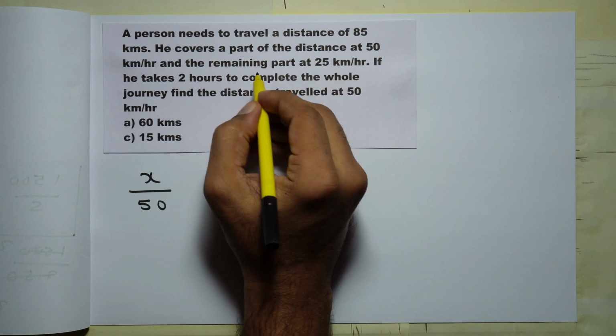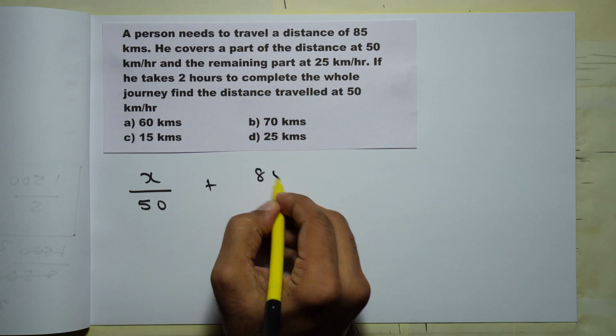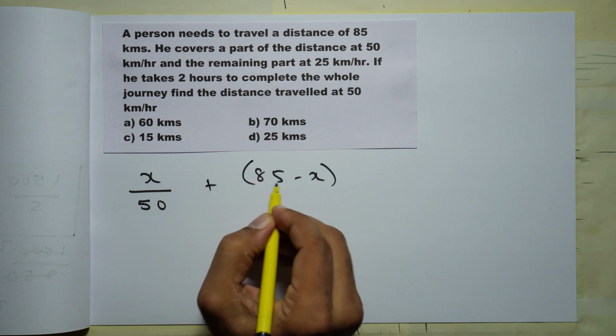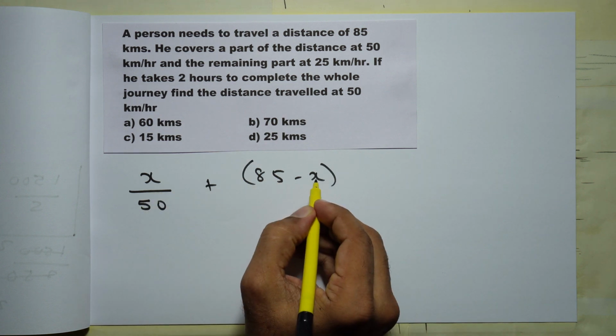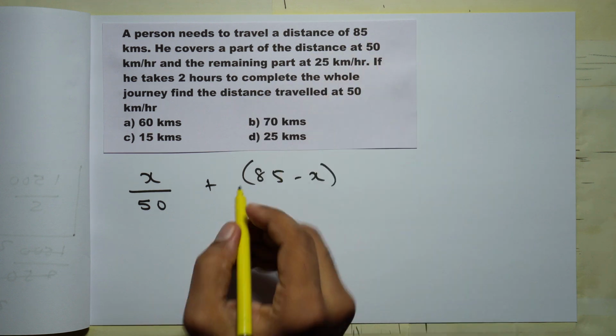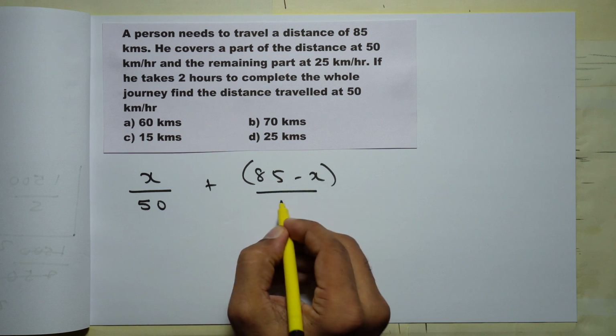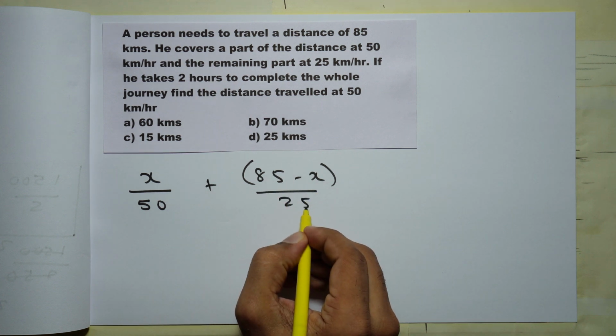So we'll find out the time for the remaining part. If one part is x, then the remaining will be 85 minus x. So x plus 85 minus x will add up to 85. It has to add up to 85. So the remaining part is 85 minus x, and for that the speed is 25 kilometers per hour.